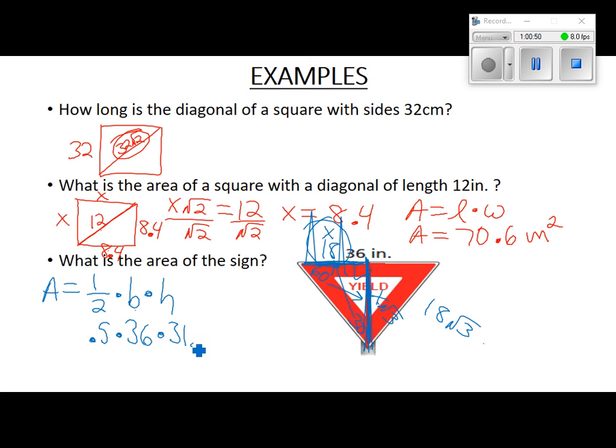31.18. So 31.2. How are we going to find the area? Multiply those. Somebody help me out and do all that. 0.5 times 36 times 31.2. 561.46. What's our units? Inches. Just inches?